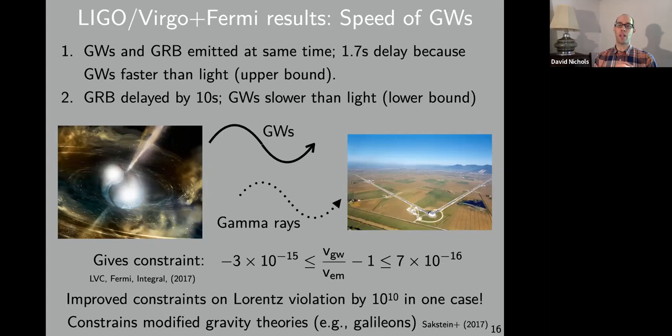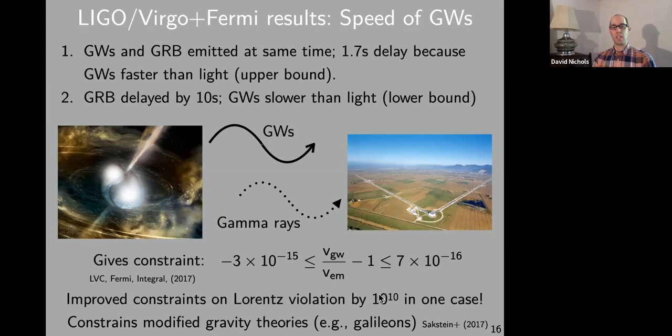So for example, if they're emitted at the same time and the 2-second delay was because gravitational waves propagate faster than the speed of light, you can put a constraint on the order of 10 to the minus 15 for the difference between this ratio of the gravitational wave speed and speed of light and 1. And similarly, one can put a lower bound by assuming that there was some delay, so the gamma ray burst actually happened 10 seconds later and light sped up to catch up with the gravitational waves, so it's a bit faster, and this gives you a similar sort of lower constraint.